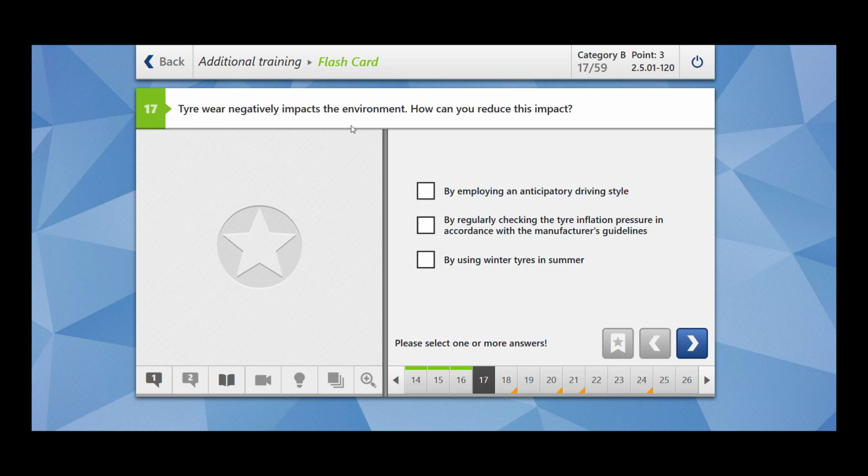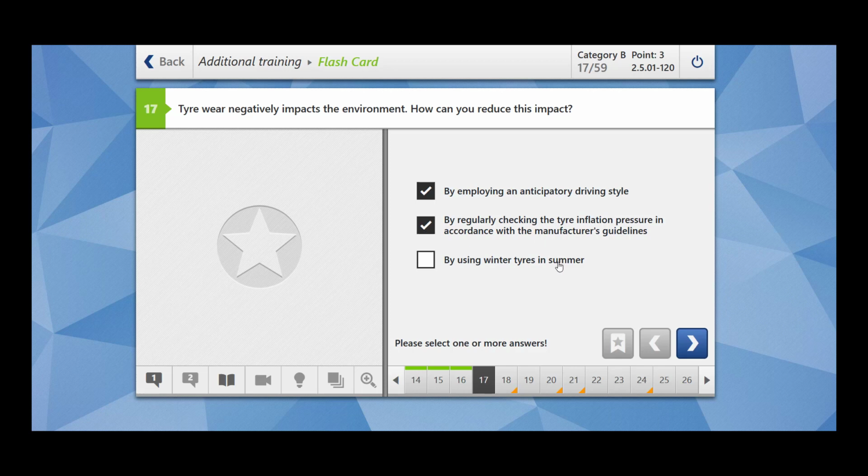Tire wear negatively impacts the environment. How can you reduce this impact? By employing an anticipatory driving style? Yes, you have to anticipate the situation. For example, if I can see curbs along the road, then I have to be extra cautious while driving on that road. By regularly checking the tire inflation pressure in accordance with the manufacturer's guideline. This we have seen because lower tire pressure is going to cause more wear on your tires.